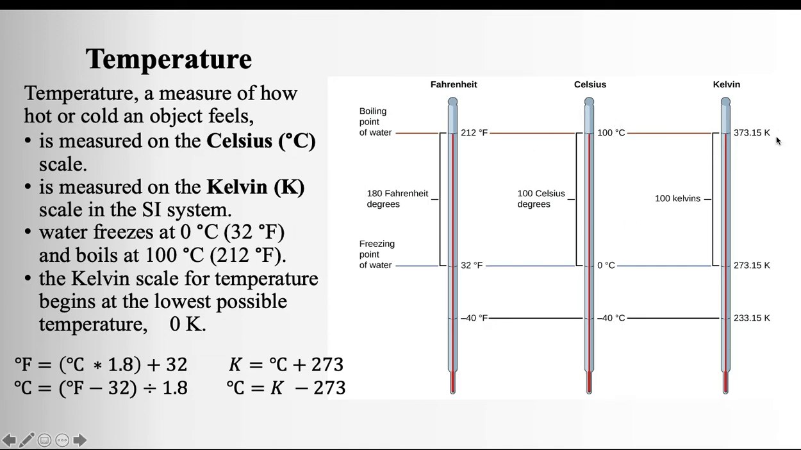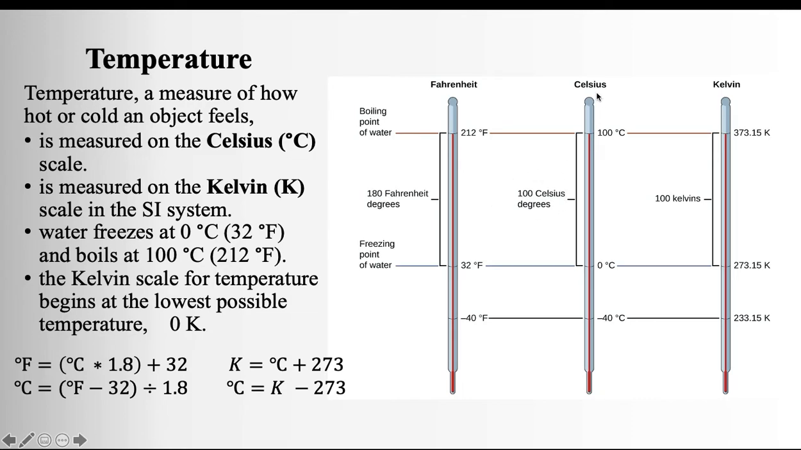Now, we have three different scales that we're going to talk about. The Fahrenheit you're most familiar with. This is the English way of measuring the temperature. The metric system uses the Celsius scale, and the SI system uses the Kelvin scale. The Celsius and the Kelvin are based off the boiling point and the freezing point of water, and therefore they're both divided into the same amount of units.